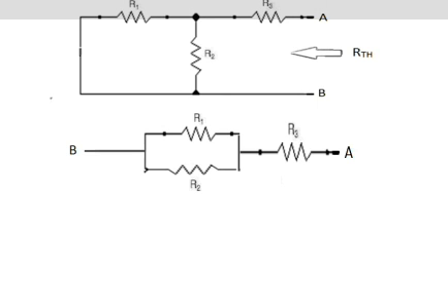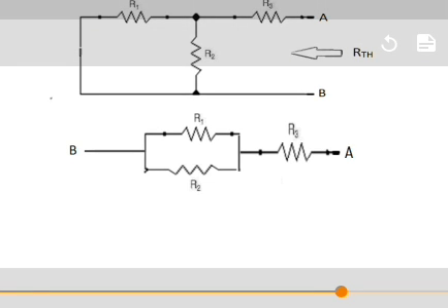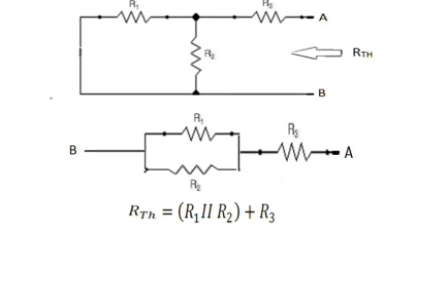The resistances R1 and R2 are connected in parallel, and these two resistors are connected in series with R3. That means like this. Therefore, RTH equals R1 parallel R2 plus R3. Therefore, RTH equals R1 into R2 divided by R1 plus R2, plus R3.